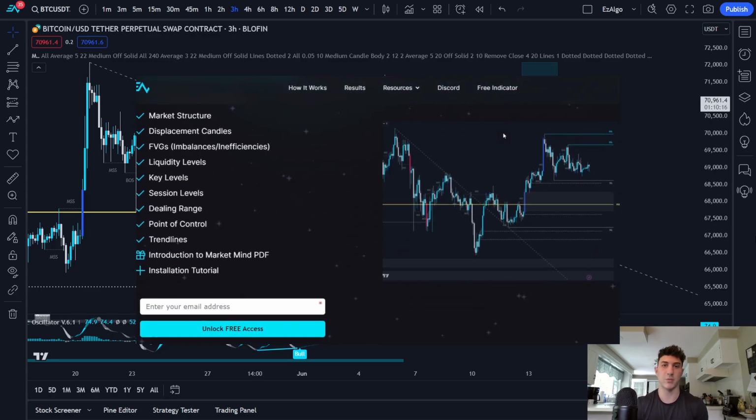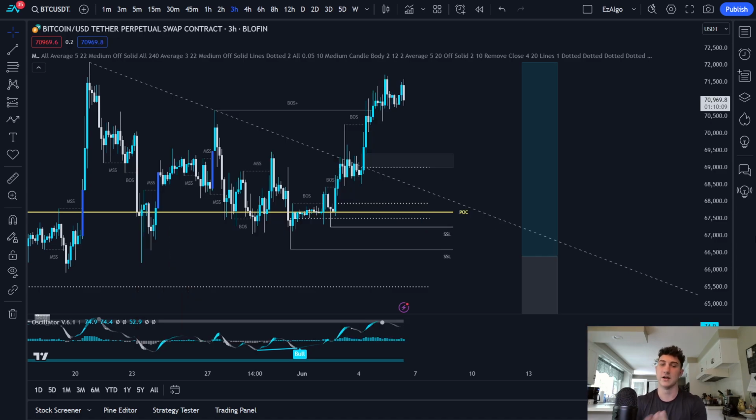Once we collect your email, we're going to send you the source code as well as an installation guide and a beginner guide. So if you don't already know how to trade using smart money concepts or the confluences that we have integrated into this indicator, you can literally learn it just from reading our beginner guide.